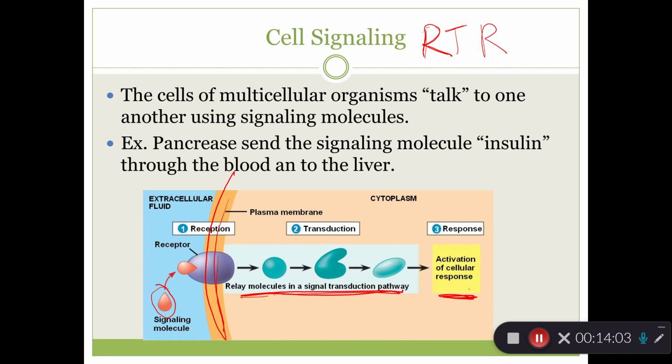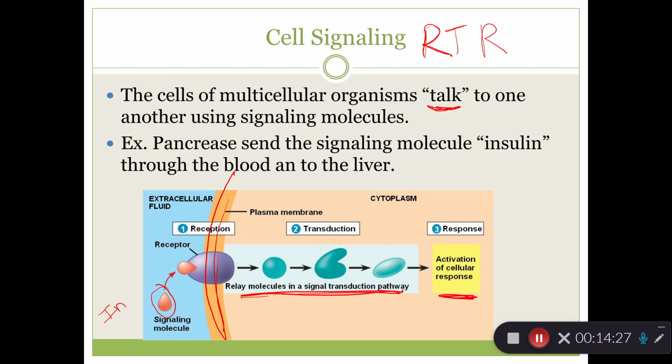Okay, so the cells of multicellular organisms talk to one another. This is how cells talk to one another. It's called cell signaling. The 3 steps of cell signaling are reception, transduction, response. An example: the pancreas sends the signal molecule insulin through the blood to a liver cell. So just for example purposes, this could be insulin right here.